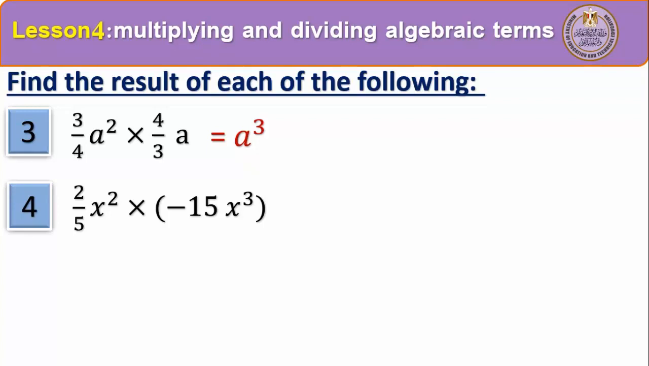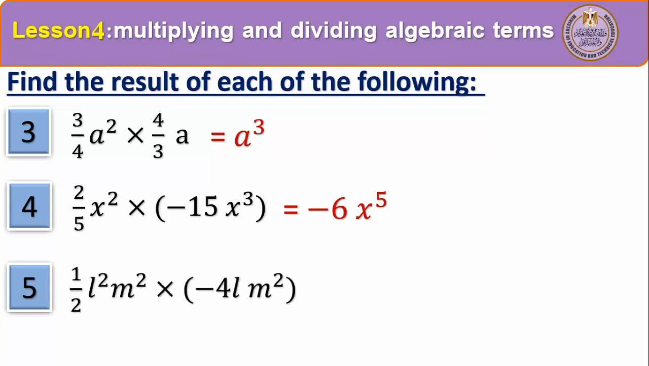Don't forget the negative sign. Pay attention to the signs rule. So negative 6. What about the symbols? Here we have like symbols, so we will add their indices. We write x, then we add powers. 2 plus 3 equals 5. So the product equals negative 6x power 5 in its simplest form.